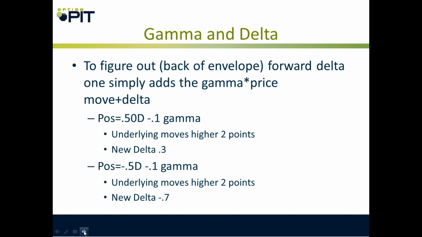All right, so let's just do a back of the envelope calculation of how to calculate delta. All you do is simply add the gamma times the price movement to the delta. So my position is long 50 deltas. I'm short 0.1 gamma. Underlying moves 2 points higher. My new delta is 0.3.